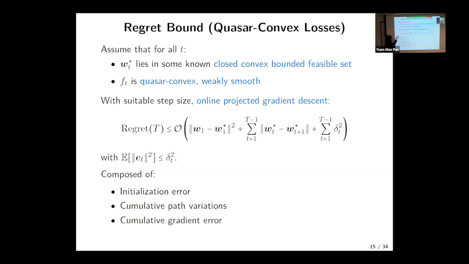So we see that if the cumulative path variations and the cumulative gradient error grow sublinearly, we would have the regret grow sublinearly as well.